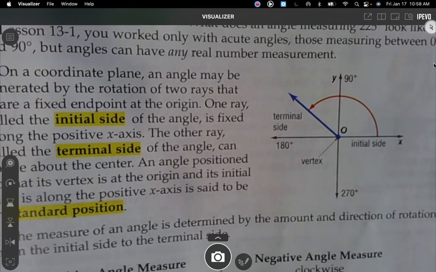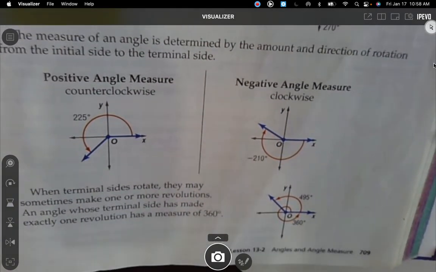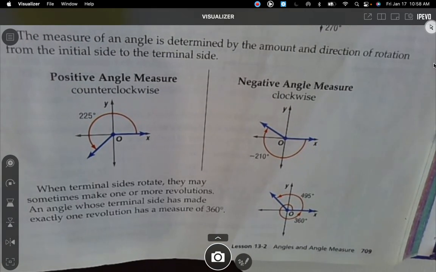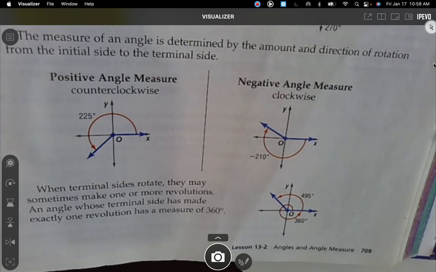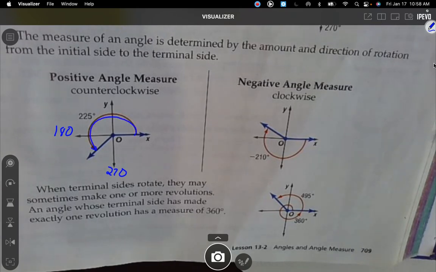Okay, so then, look, you don't have to write this part down. This is just what we were saying. So, 225 degrees, what you kind of need to know is, all right, I know this is 270. I know this is 180. So a positive 225 is about right here. It doesn't have to be perfect.